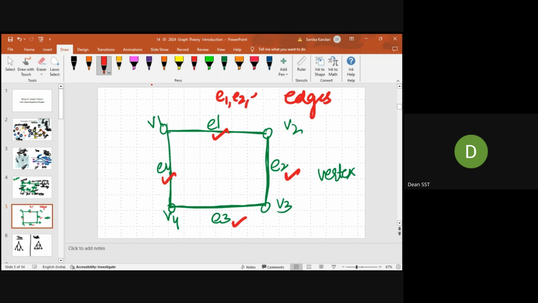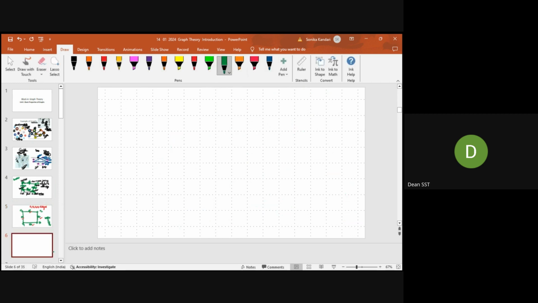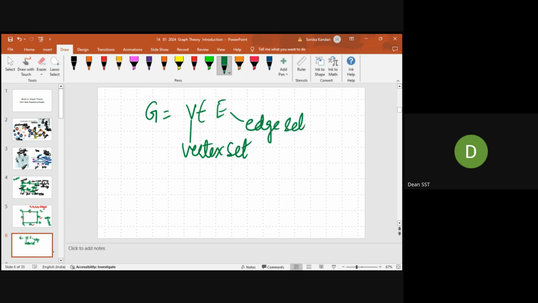E1, E2, E3, E4 are your edges. And what are your vertices? V1, V2, V3, V4. Fine. Is it clear? Yes, ma'am. Fine. So we can say a graph is a collection of a vertex set plus an edge set. Vertex set plus edge set. Fine.